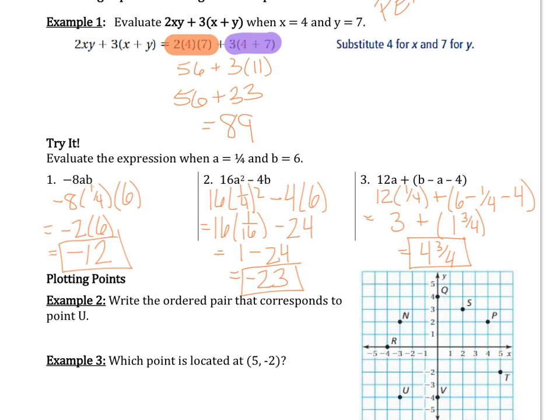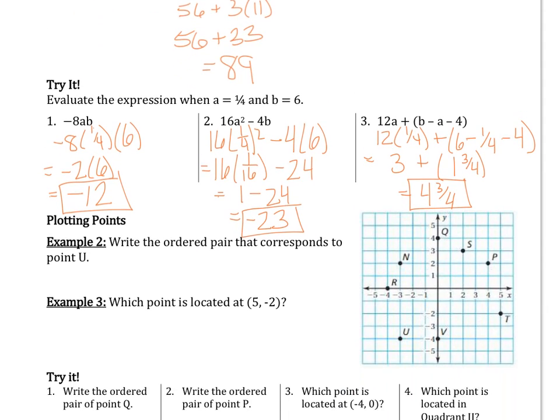And then inside the parentheses, we should simplify the subtraction because it is in parentheses for a reason. So if we have 6 minus 1/4, that's 5 3/4, and then minus 4 more whole numbers. So 1 3/4 is left, and 3 plus 1 3/4 is just 4 3/4. So hopefully you checked your answers on the calculator so you knew those should have been your answers when you were finished. Now the last skill we have down here is plotting points.